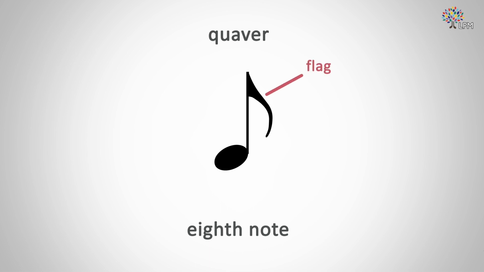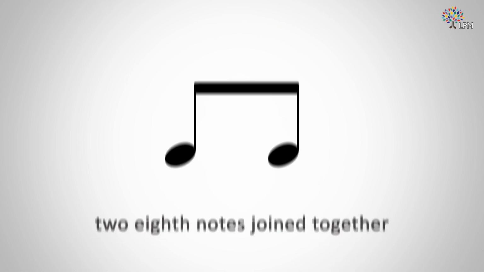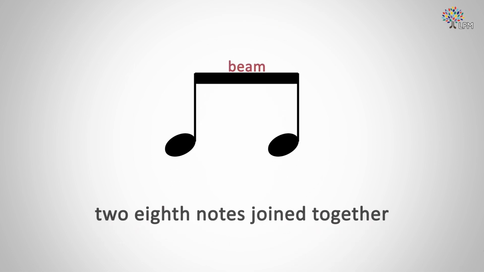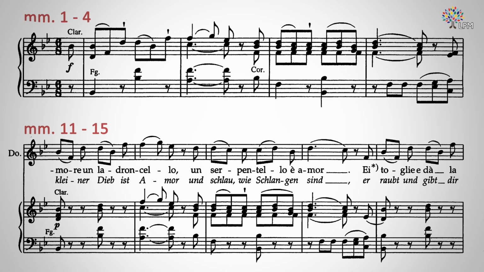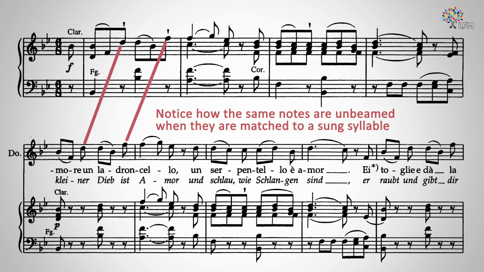And see that little flag on the quaver? Those can also be joined together with other quavers, forming beams. That makes them easier for us to count. Sometimes in vocal music you will see unbeamed quavers if each quaver is set to its own syllable in a word, but instrumental music won't usually do this.